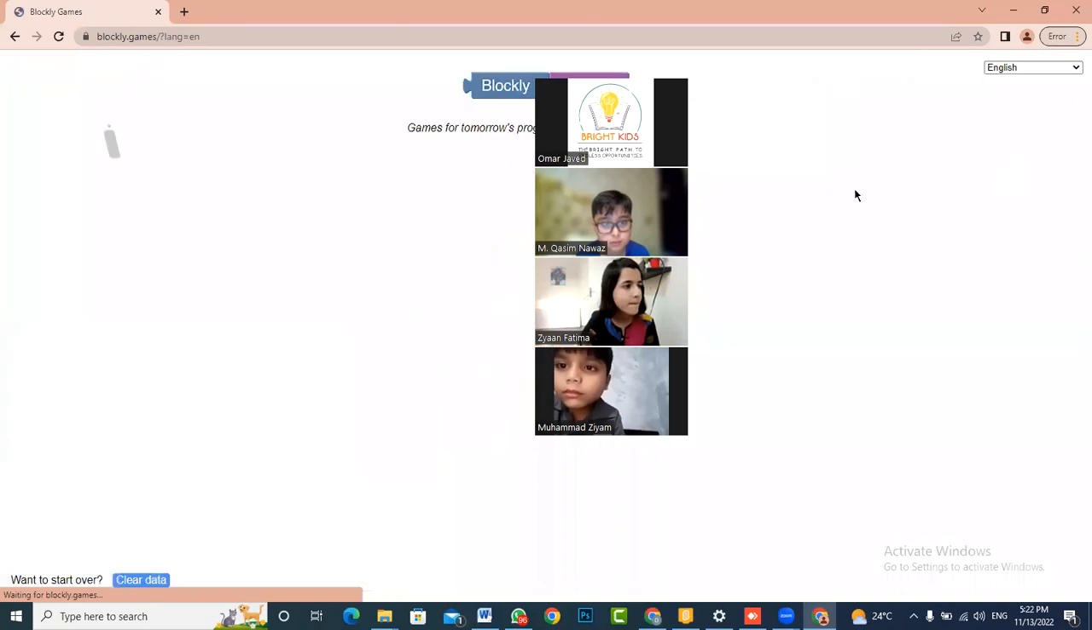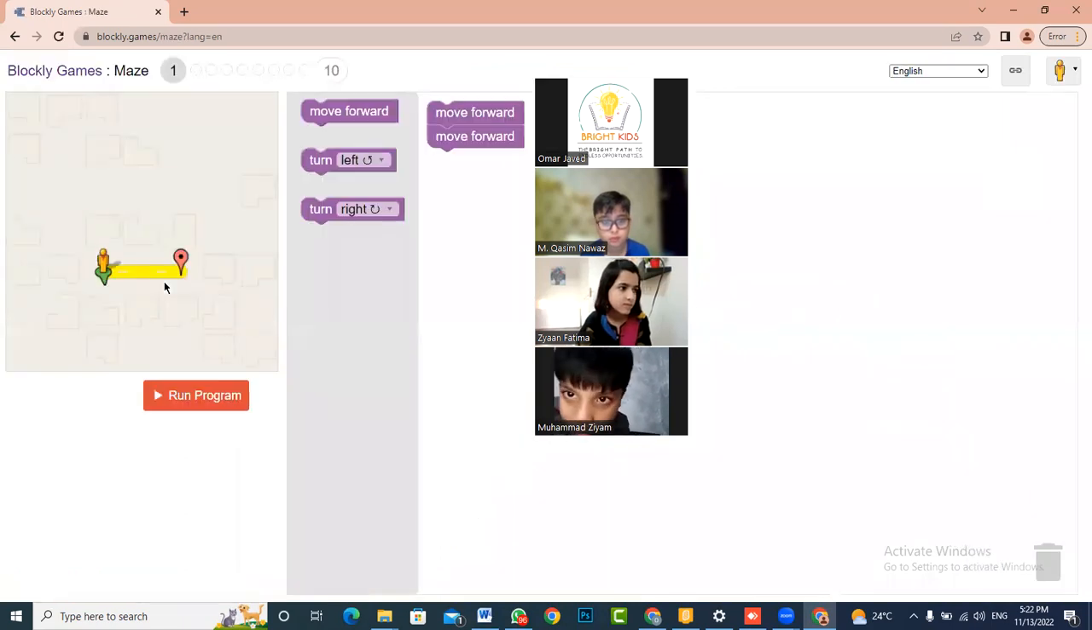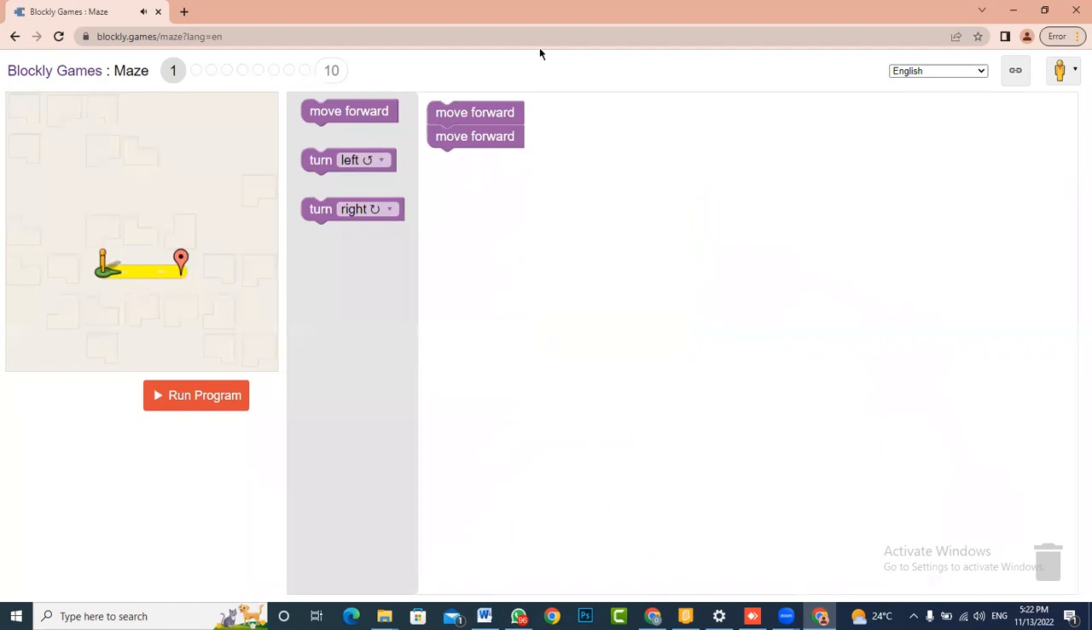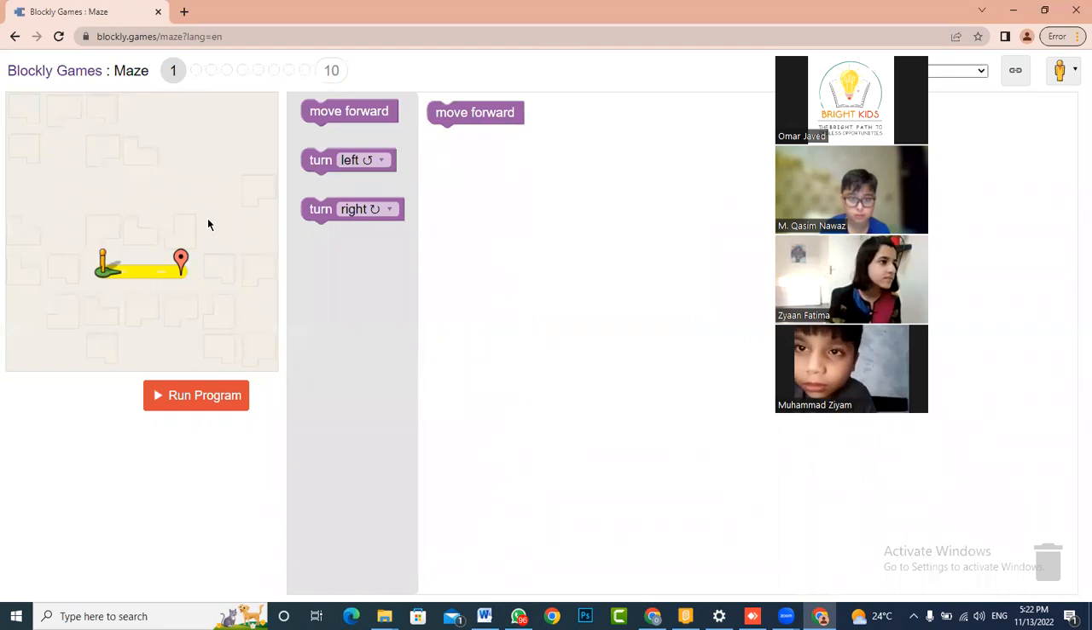So I click on OK and it takes me to the maze. Now we are supposed to solve this maze for some levels to understand how the instructions work. So this is the maze that we did yesterday also. Okay.